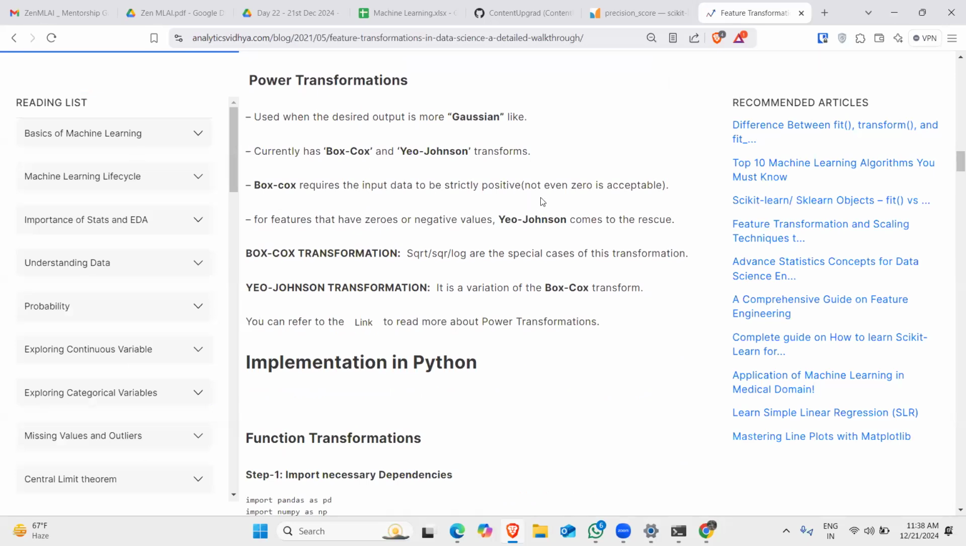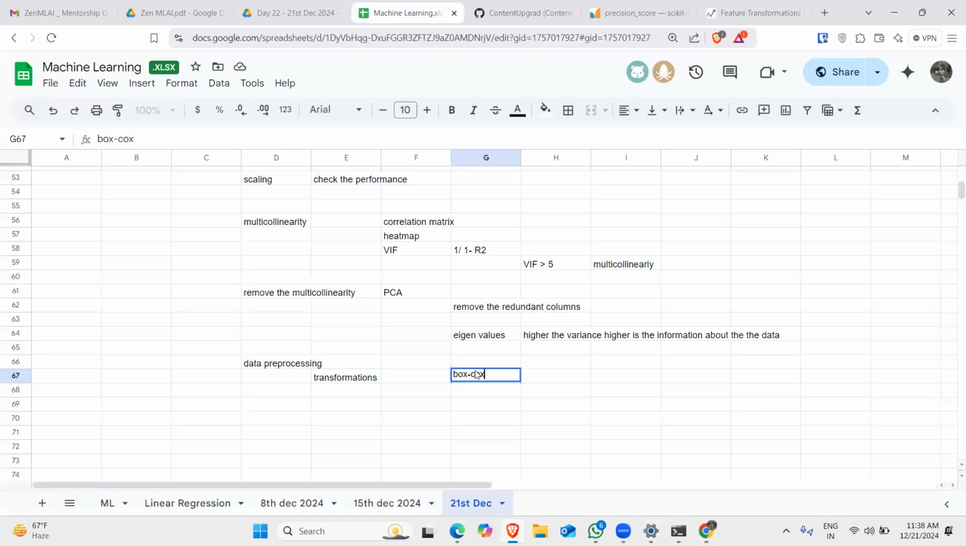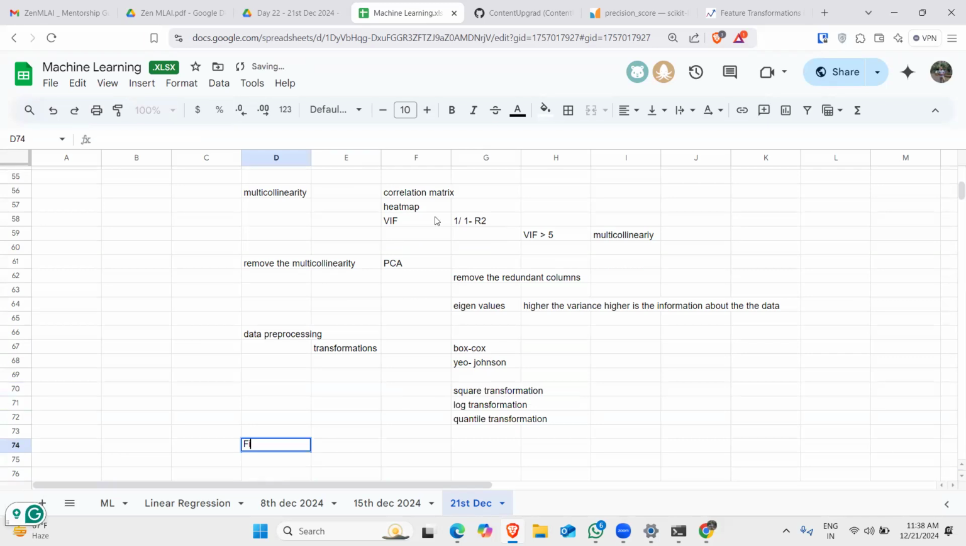So I'll just write it down over here. We have Box-Cox and Yeo-Johnson. Again, we have not discussed this, don't worry about that; we'll discuss it. Once the transformation is done, whether square transformation, log transformation, or quantile transformation, what we'll do is fit the model.